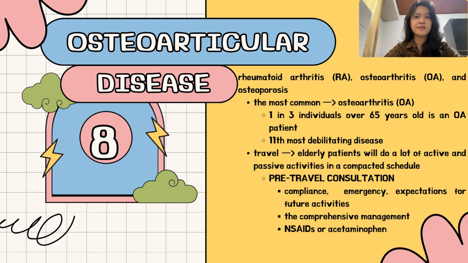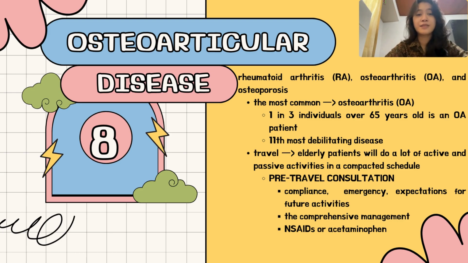Next, I will continue with explaining osteoarticular disease. Osteoarticular and rheumatic disease may be categorized as rheumatoid arthritis or RA, osteoarthritis or OA, and osteoporosis. The most common arthritis that also leads to impairment in physical abilities and autonomy is osteoarthritis. OA commonly develops in aging, obese, female, and joint injury patients. 1 in 3 individuals over 65 years old is an OA patient. As the 11th most debilitating disease, there are 43 million patients that suffer moderate to severe disability due to OA.